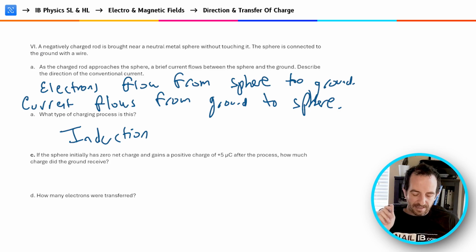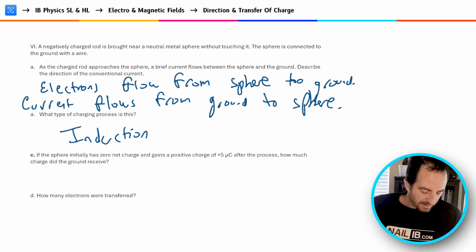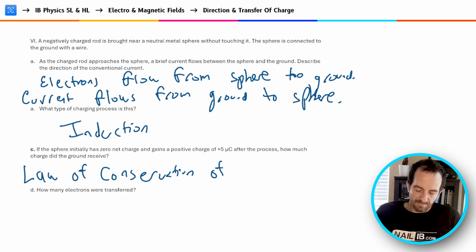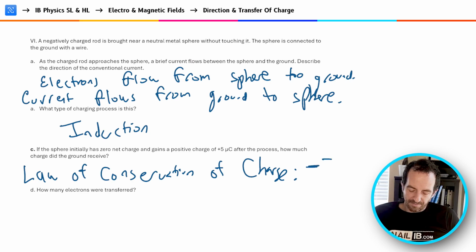If the sphere initially has 0 net charge and gains a positive charge of 5 microcoulombs, after this process, how much charge did the ground gain? Well, what do we know? The law of conservation of charge means that the ground must have gained negative 5 microcoulombs.